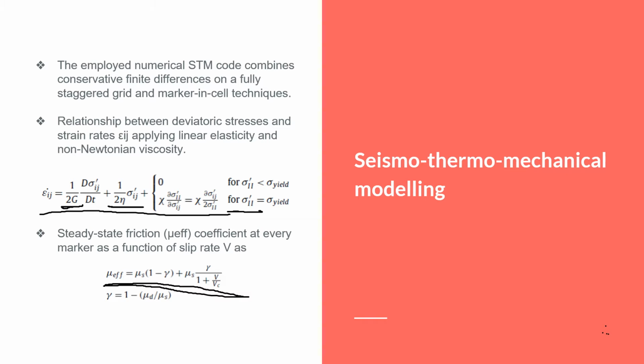Here, mu s and mu d are basically the static and dynamic friction coefficients, and chi is the amount of slip velocity induced. Basically, positive chi values will correspond to weakening, and negative chi values will correspond to strengthening. So this is all about the basics of the seismothermal mechanical model. Now let us go to the model setup part.